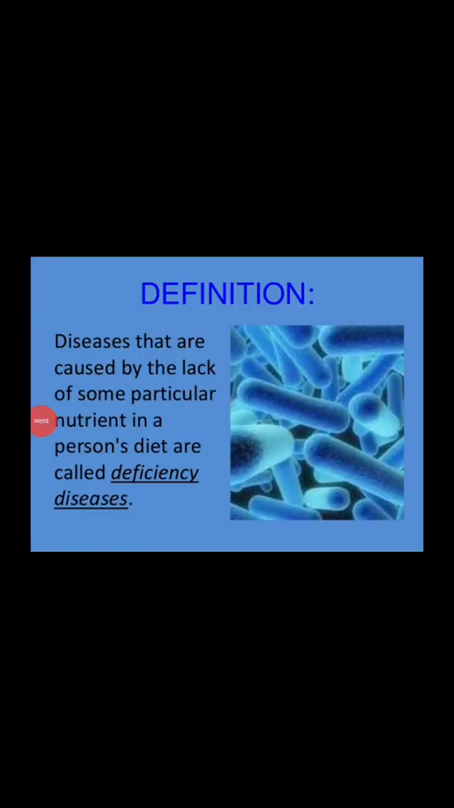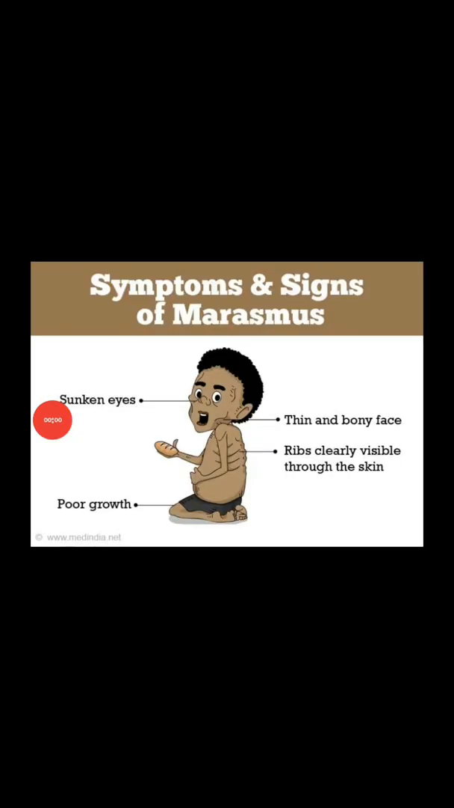As we discussed right now, the definition is also mentioned here. Diseases that are caused by the lack of some particular nutrient in a person's diet are called deficiency diseases. Like if a person is not getting proper amount of proteins, then also he is suffering from a disease. If he is not getting proper amount of mineral, if we talk about iron, if we don't get proper amount of iron, we would be suffering from anemia. Okay, we would be talking about different kinds of deficiency disease right now.